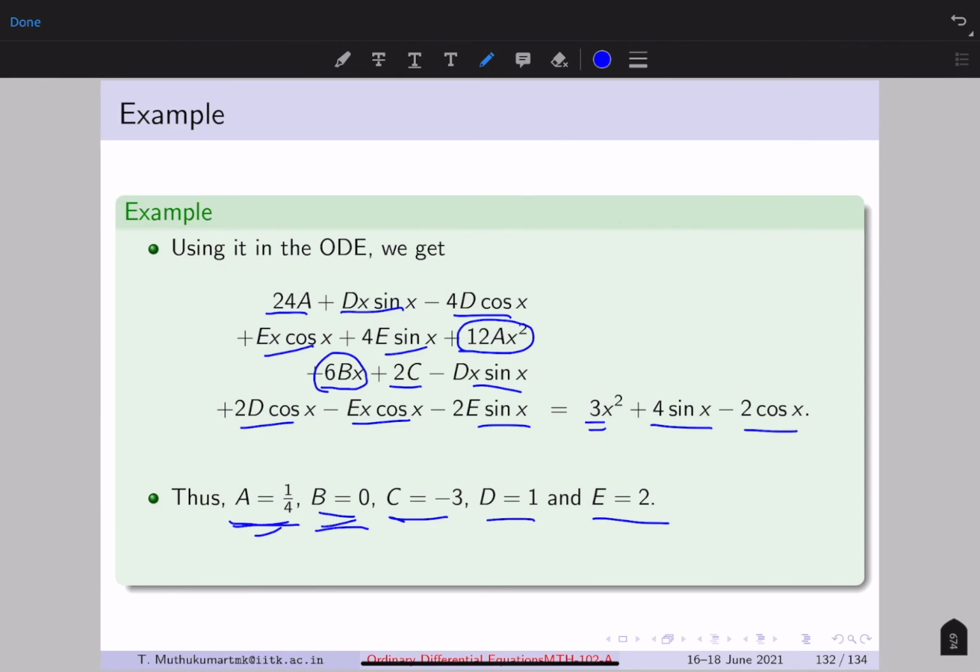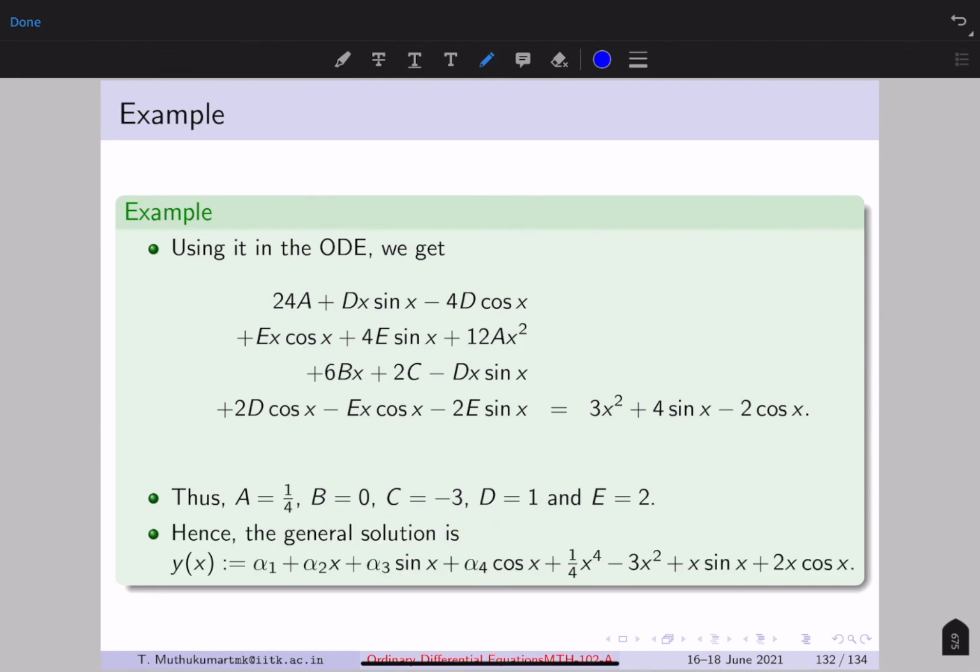And since a is already 1/4, this is already 1/6, and then with this you should equate it to 0, so you should get this, and so on. So you can compute this. Okay, so once you compute this, you have the general solution.